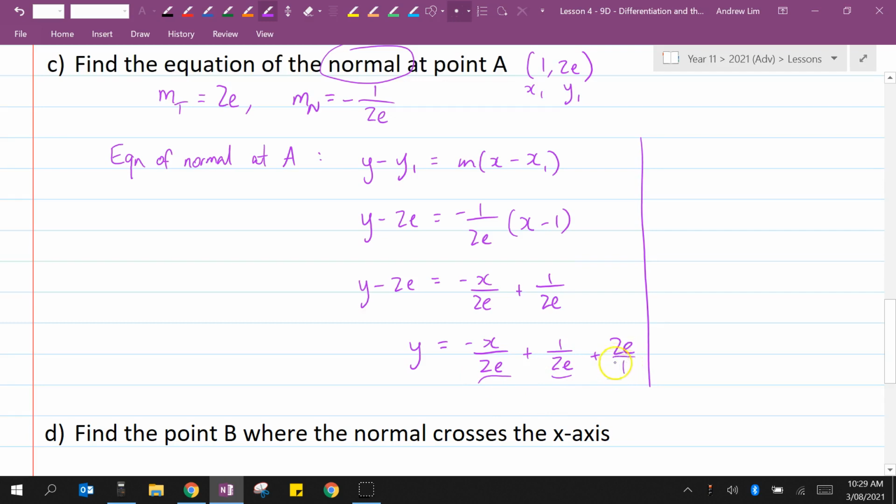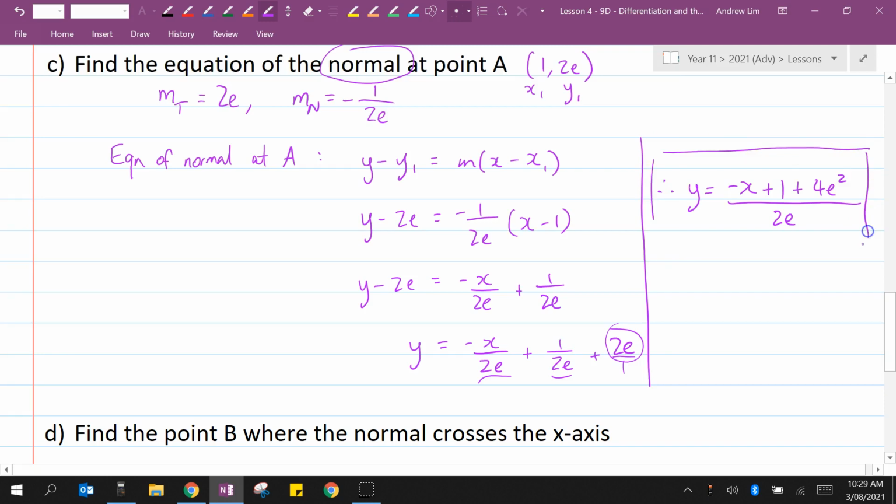So if I want to make it over 2e, I need to multiply the top by 2e as well. So y is equal to negative x plus 1 plus 2e times 2e is 4e squared, all over the common denominator of 2e. And that's it. That's the equation of the normal at point A.